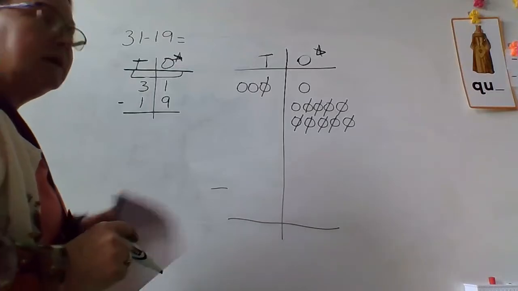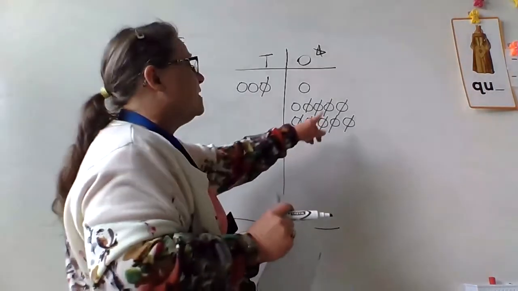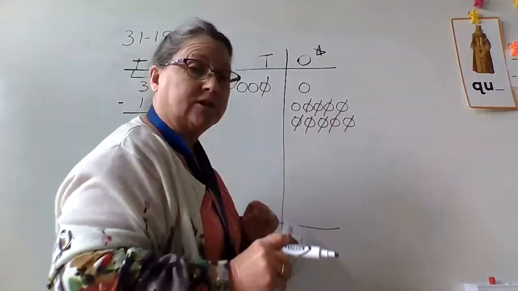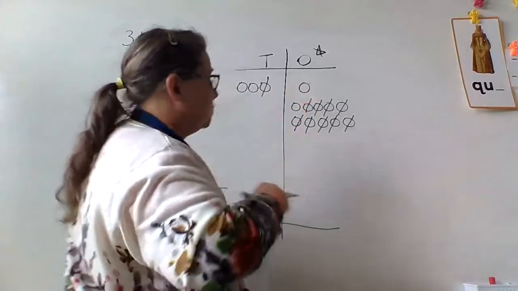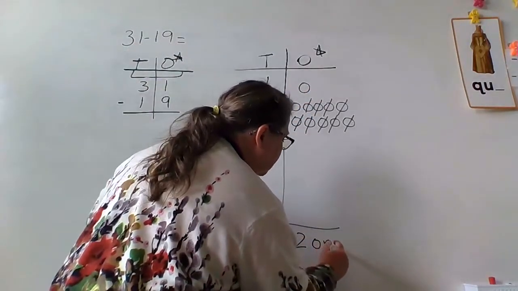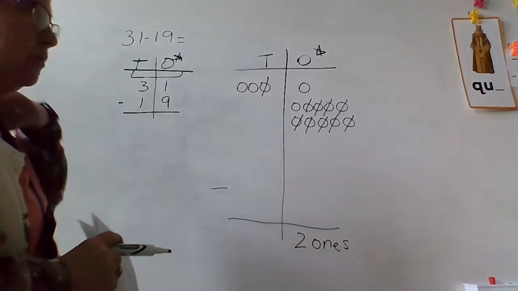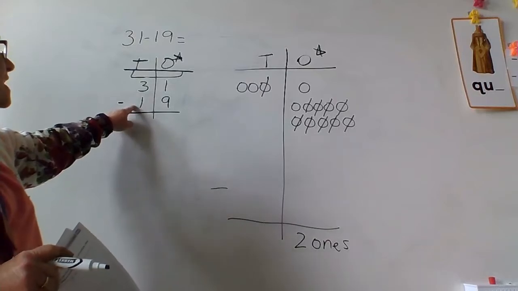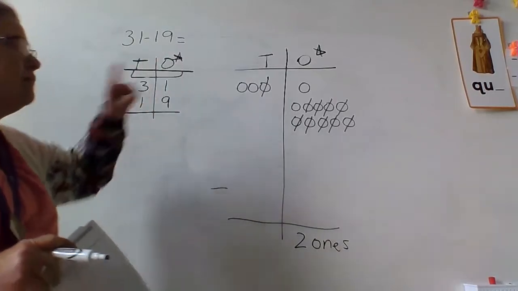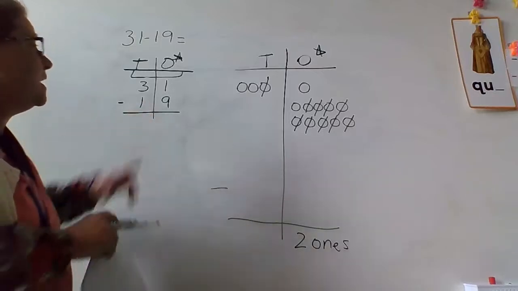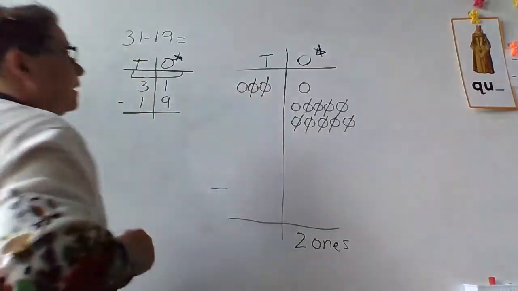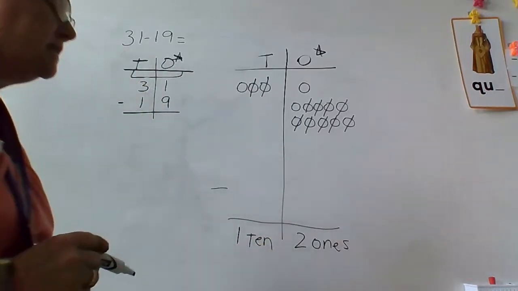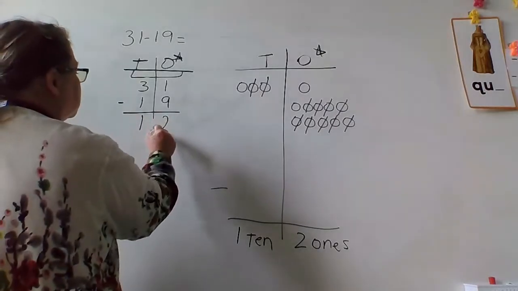Okay? Now I can count how many I have left. If I need to, I can go back and count and make sure I did 9. 1, 2, 3, 4, 5, 6, 7, 8, 9. Yep, I crossed off 9. I have 2 ones left. Hey, I got to go back over here. In 19, I have 1 10. I need to cross off 1 more 10. Hey, and I have 1 10 left. And I know 1 10, 2 ones makes 12. So my answer is 12.